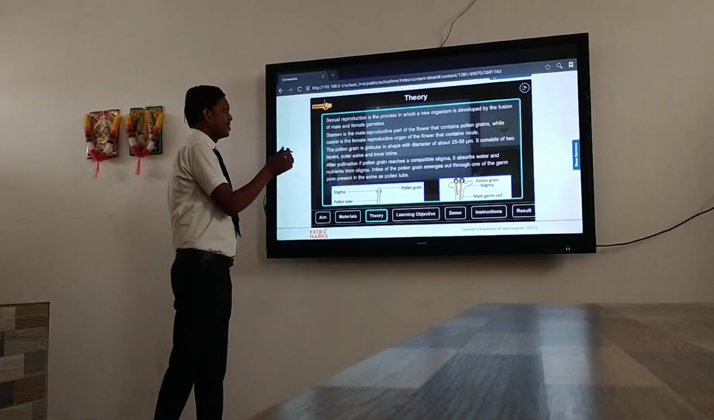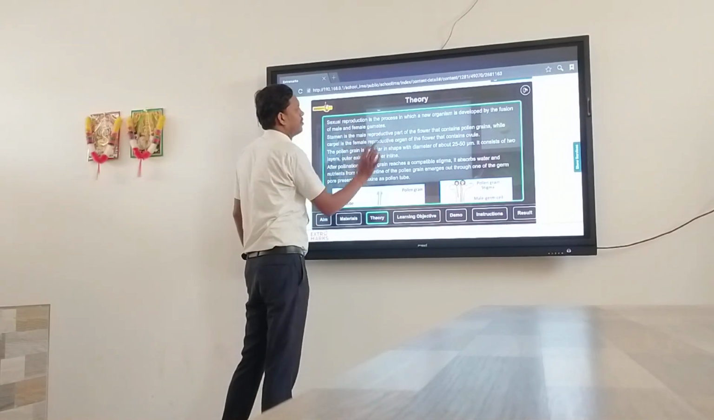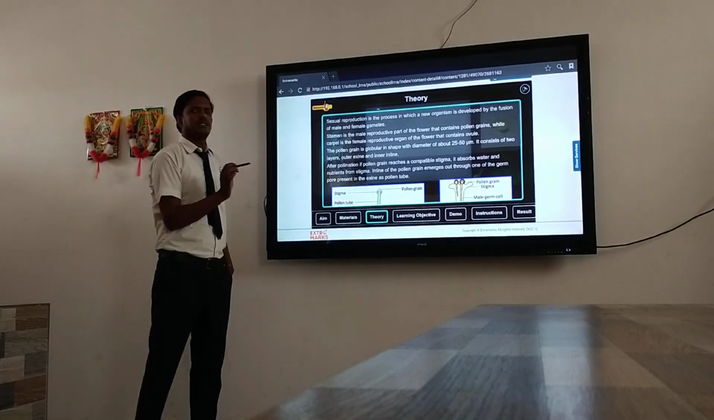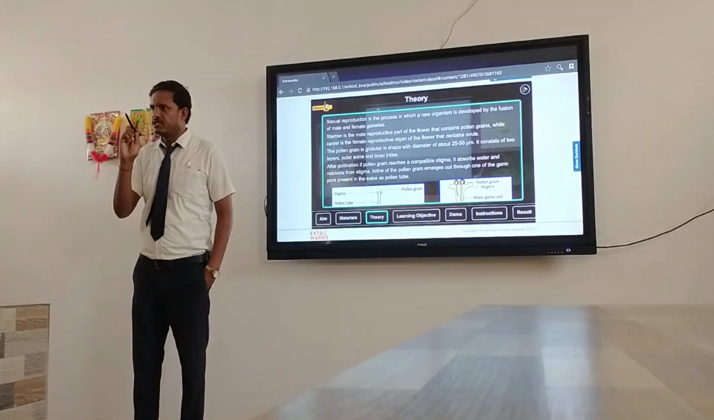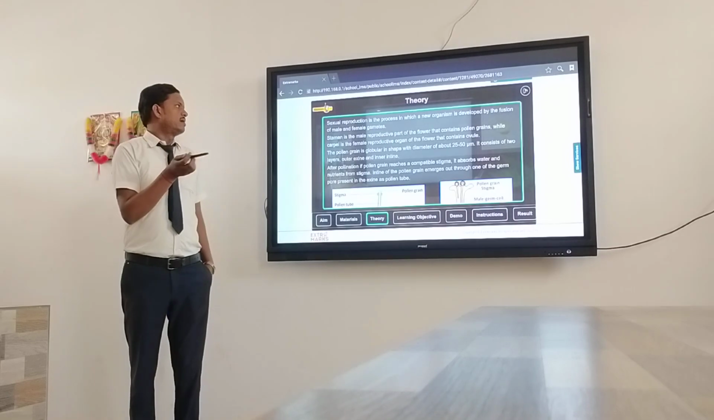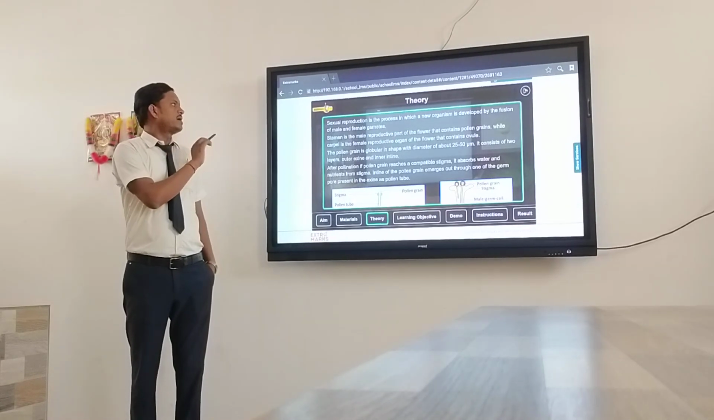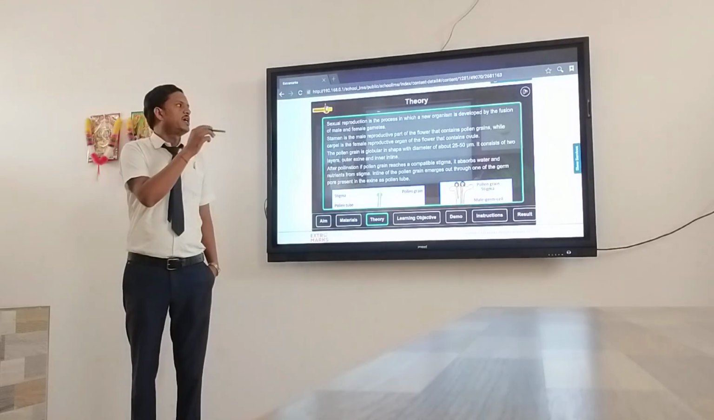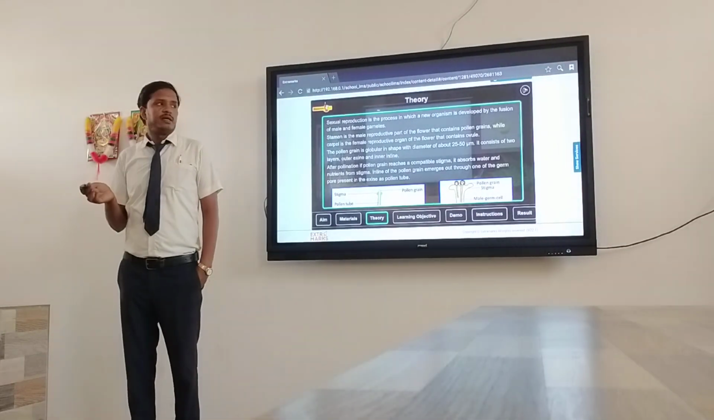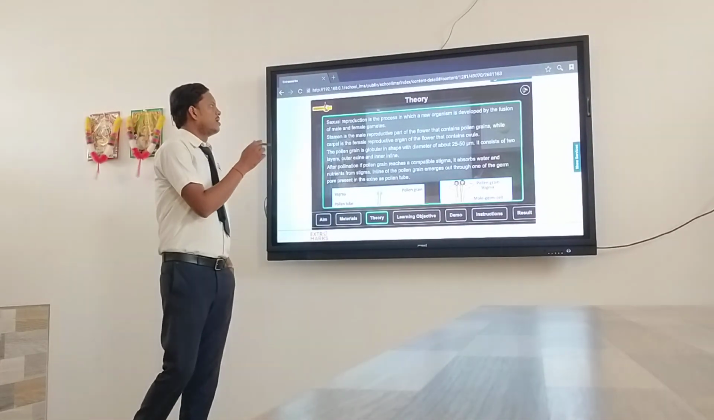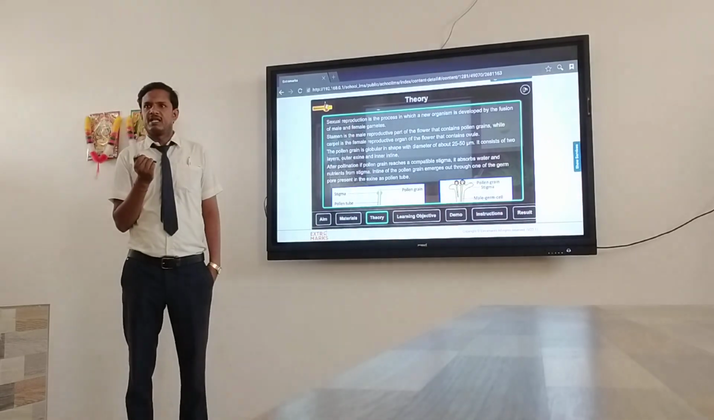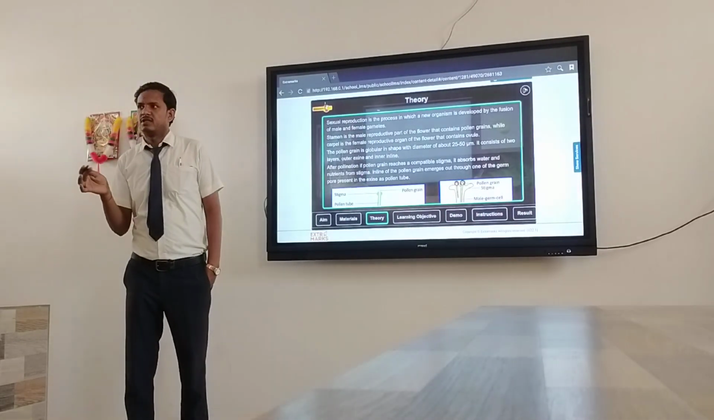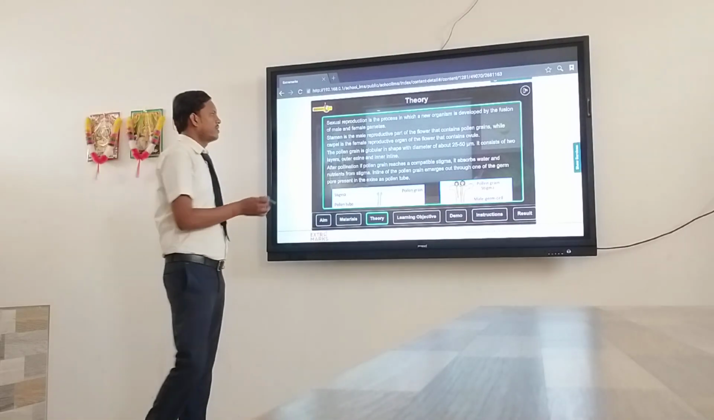While carpel is the female reproductive organ of the flower that contains ovules. So ovule is the female reproductive part and stamen is your male reproductive part. Stamen contains your pollen grain, and your ovary, or carpel we can say, is going to contain the ovule, which is the female gamete. Now what will happen?